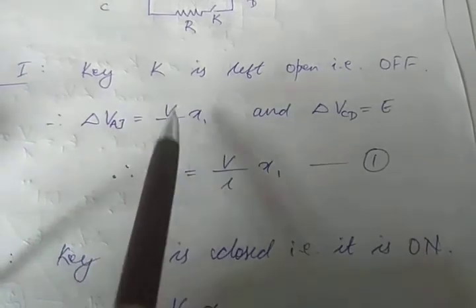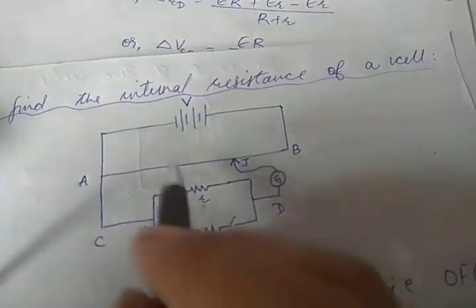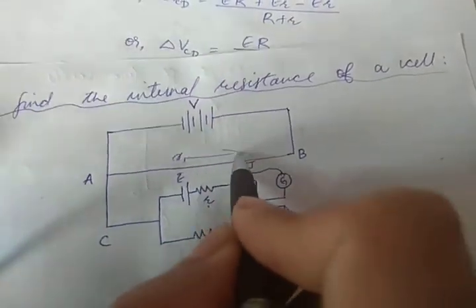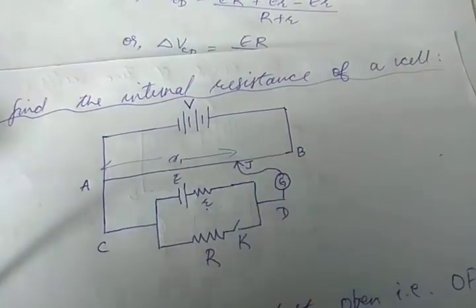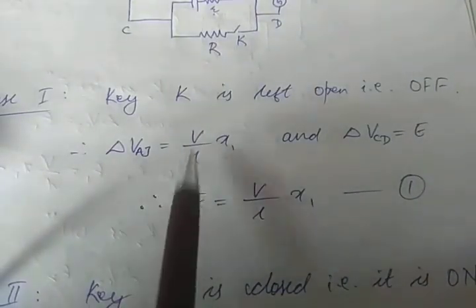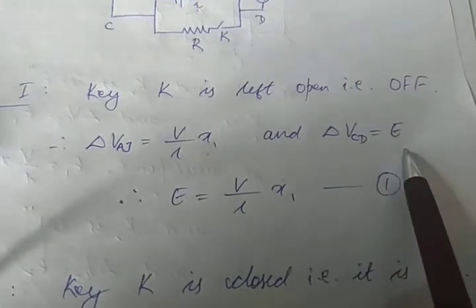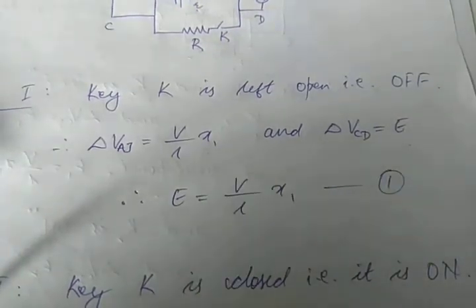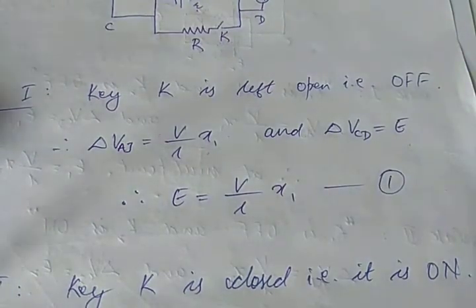Delta V_AJ is V by L times x1, where x1 is this distance. And delta V_CD is E, so therefore E has to be equal to V by L into x1. That is my equation number 1.